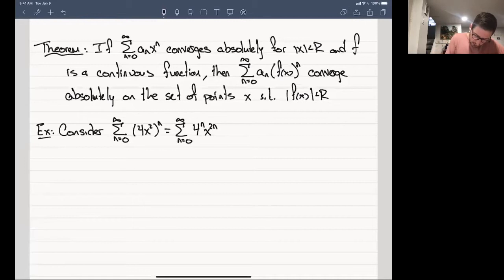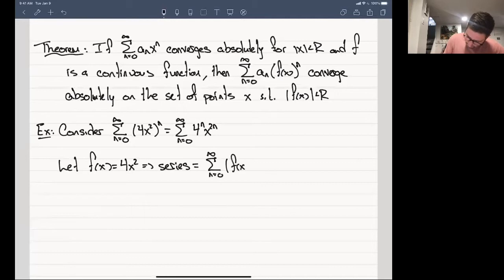Okay, well, what we could do is we could say let f of x equal 4x squared, which implies that the series is equal to the sum from n equal to 0 to infinity of f of x, all to the power of n.